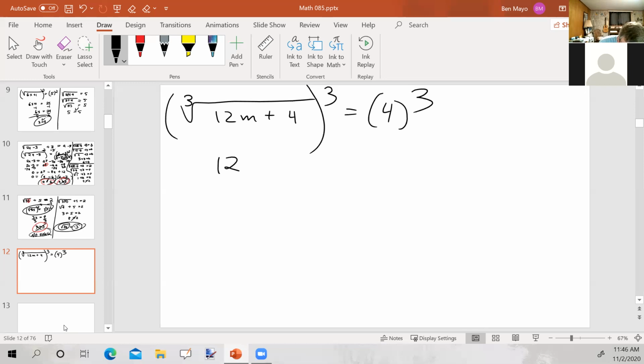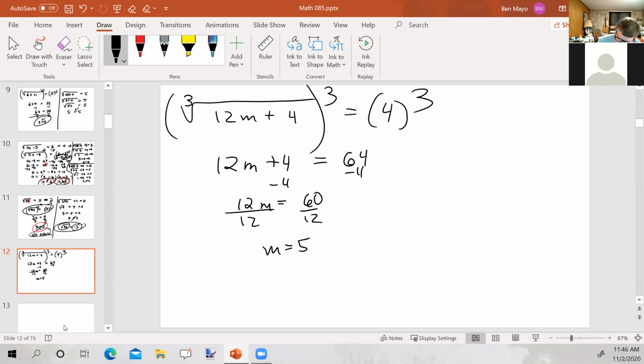On the left side of the equation, we get 12m plus 4. On the right side, we get 4 cubed, which is 64. Going on and solving for m, we'll subtract 4 from both sides, divide both sides by 12, and we get m equals 5.